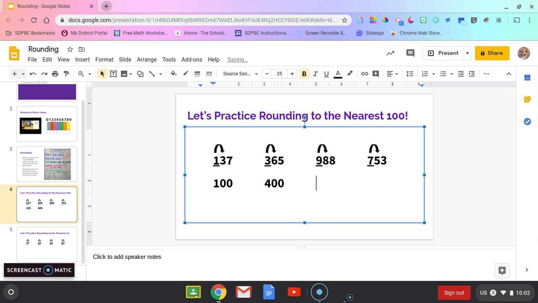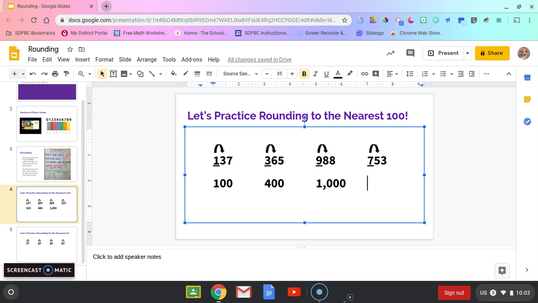All right, 988. I underlined the digit in the hundreds place because we're rounding to the nearest 100. So I underlined the 9. I look right next door at the 8. Is the 8 going to make the 9 round up or stay the same? It's going to make the number round up. So what's 1 more than 9? 10. Now I need to add 2 zeros for these 2 places. So 988 rounds to 1,000.